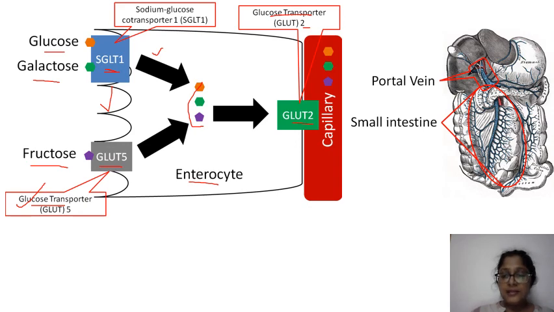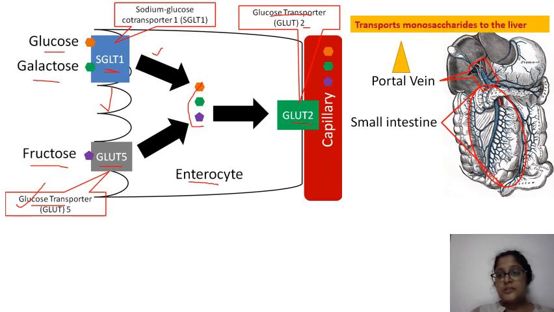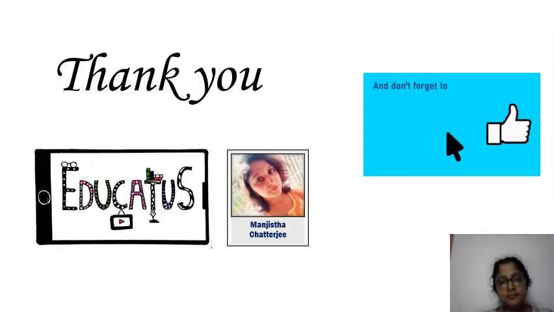Again, once they are in the capillary, they will move into the portal vein, which will transport all the monosaccharides to the liver. So this part is the liver, this is the small intestine part as shown, and this part is the portal vein. So whatever monosaccharides have been absorbed over here will move to the liver via this portal vein.